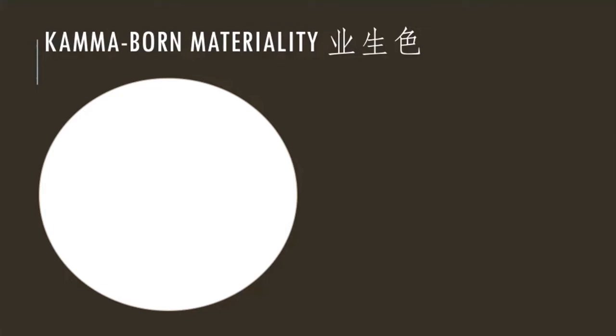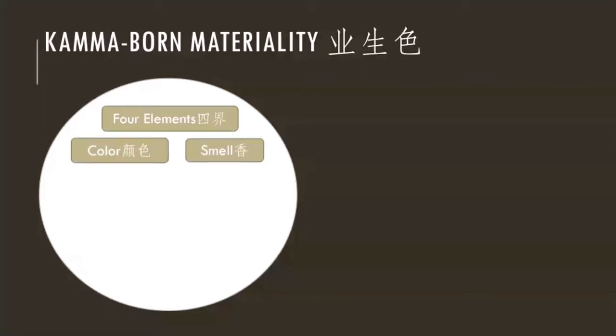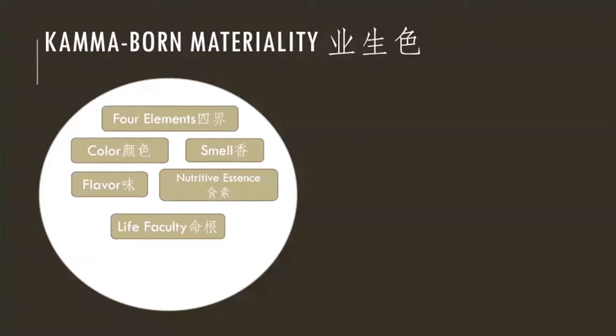So in every karma produced materialities, how many materialities in the kalapas? We have to know the 4 elements. As we have said before, it can be in every single kalapas, then color, smell, flavor, nutritive essence. This 8 can be in any kalapas, we have already said. They can also be in karma produce materialities. Then there will be some additional materialities, life faculty.